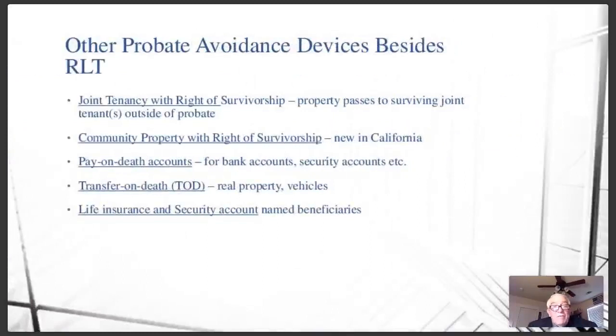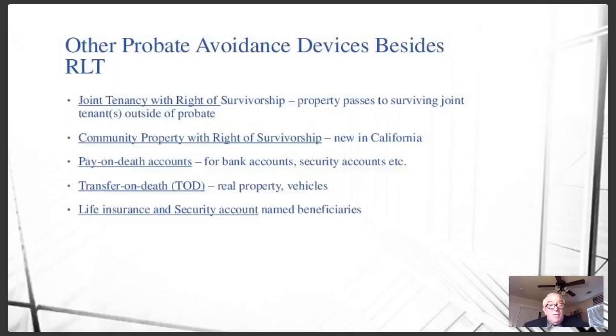There are other probate avoidance devices besides revocable living trusts. Certain types of ownership of property. The method of ownership takes it out of probate. Joint tenancy with right of survivorship. And this is a common way that you would own real estate. That property passes to the surviving joint tenant outside of probate.